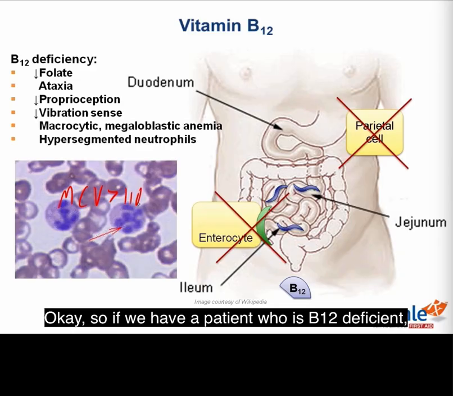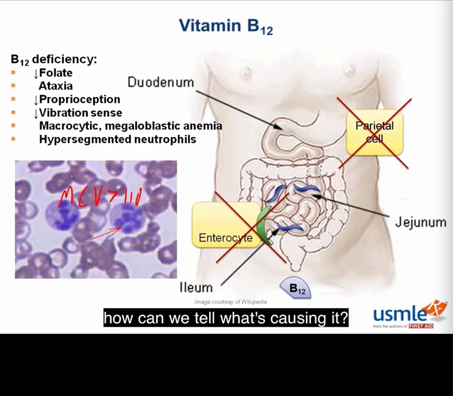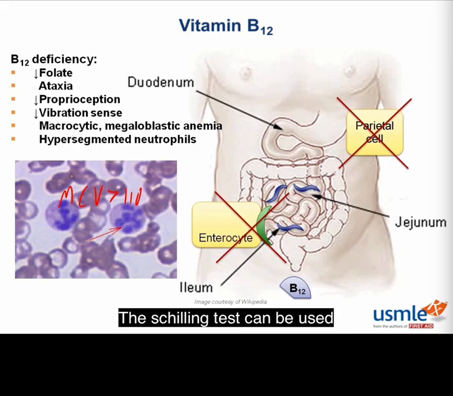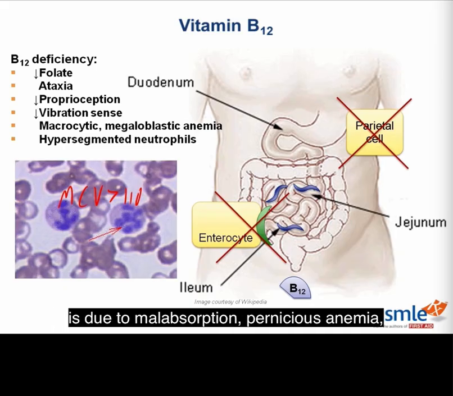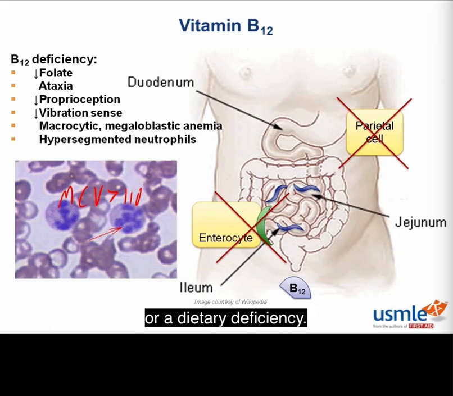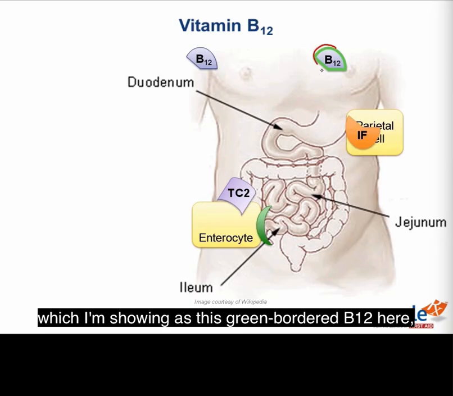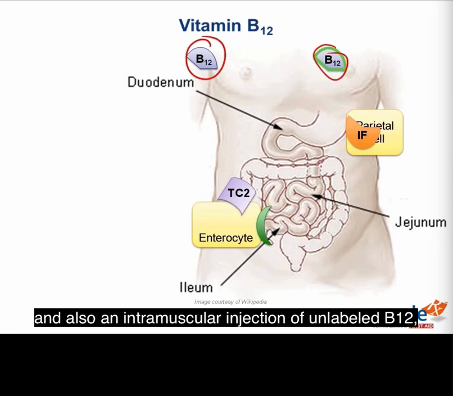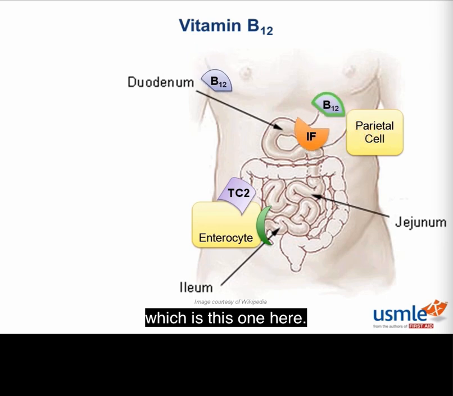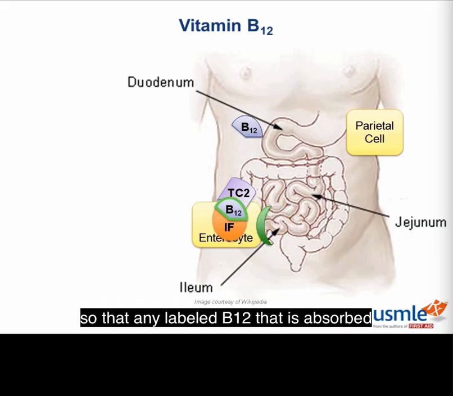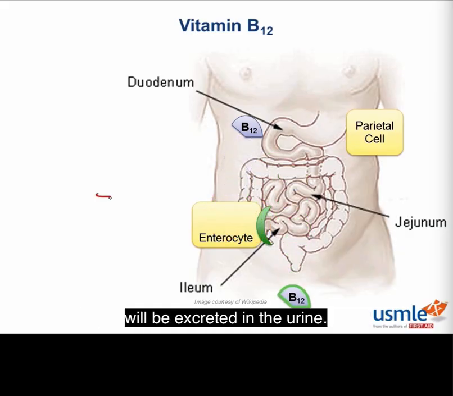Okay, so if we have a patient who is B12 deficient, how can we tell what's causing it? The Schilling test can be used to determine whether a patient's B12 deficiency is due to malabsorption, pernicious anemia, or dietary deficiency. In the first part of this test, patients are given radio-labeled B12 orally, which I'm showing as this green-bordered B12 here, and also an intramuscular injection of unlabeled B12, which is this one here. The unlabeled intramuscular B12 saturates the transcobalamin receptors in the liver so that any labeled B12 that is absorbed will be excreted in the urine.